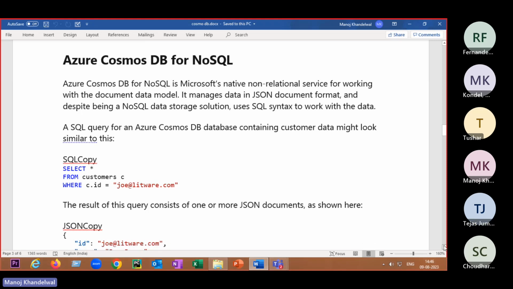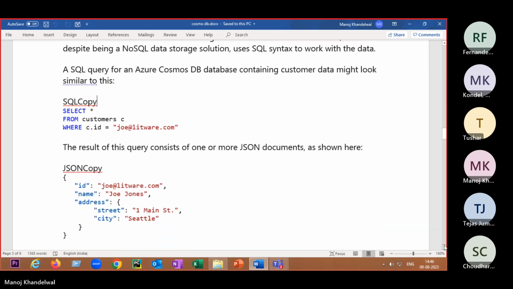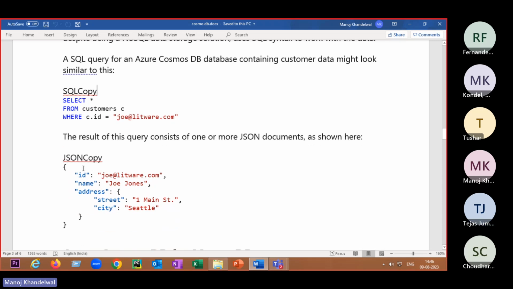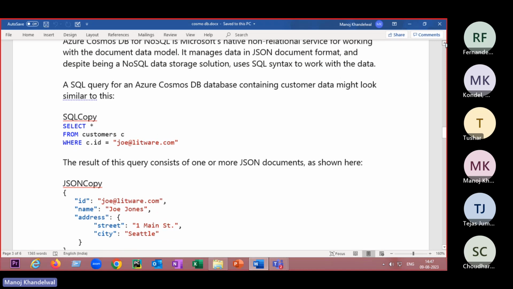If the data is in this particular form, see, it's a key-value pair. Look at this. ID is the key and the value is this. Name is the key and this is the value. Address is the key and the value is this. In that again there is a key and a value. So this is the JSON format, and this is called one document. When you store data in the JSON format, it's called a document.